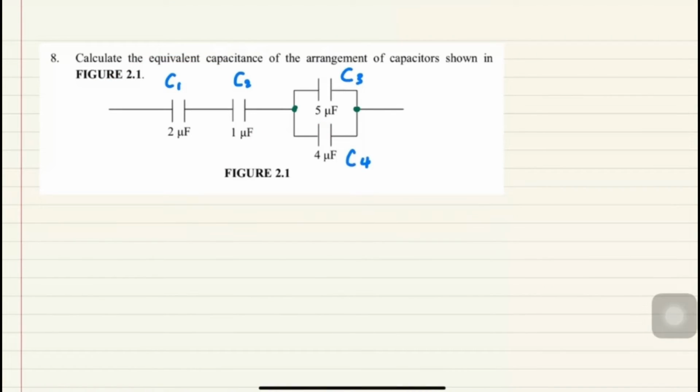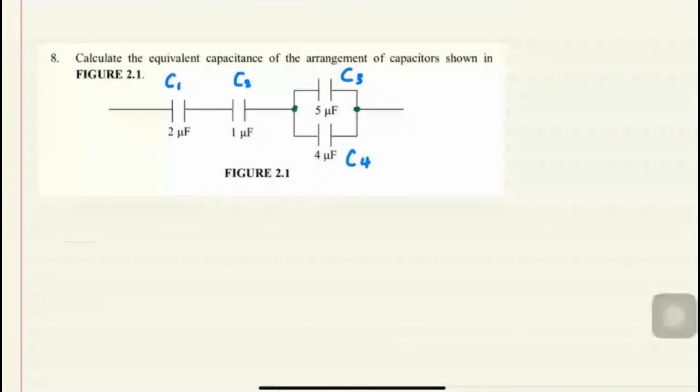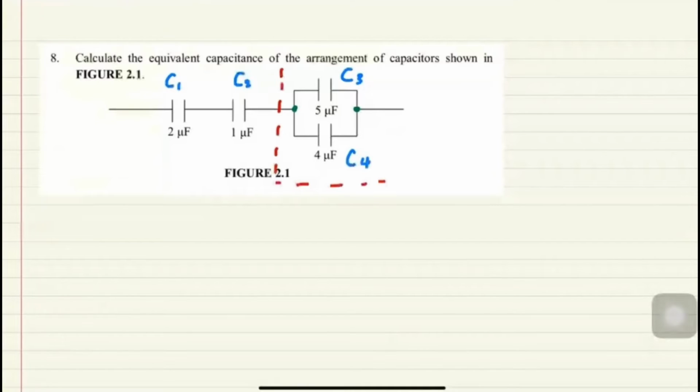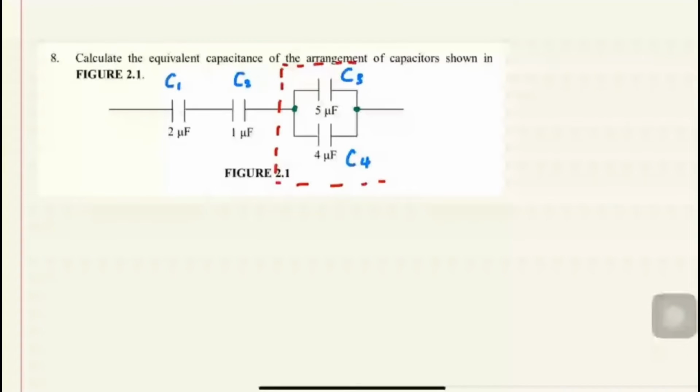Okay, so which one do you want to solve first? The junction first. Parallel first, then series. Correct, very good. So, basically, you can solve this one first. How do you know which to solve first? Usually based on experience. If you are used to doing it, you will know. This will be your first step.